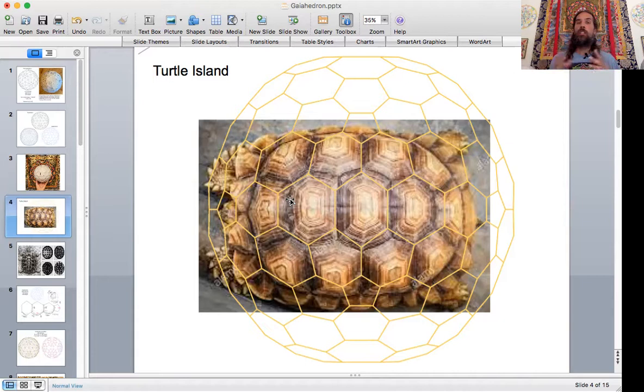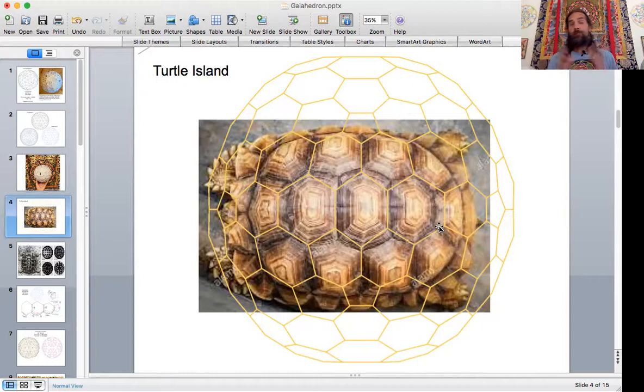There are 13 of them, and that's the 13 central parts of the Gaiahedron here, with one in the center, and then we've got 13 around here: 1, 2, 3, 4, 5, 6, 7, 8, 9, 10, 11, 12, 13 main little segments of the turtle shell. So I thought of it right away.